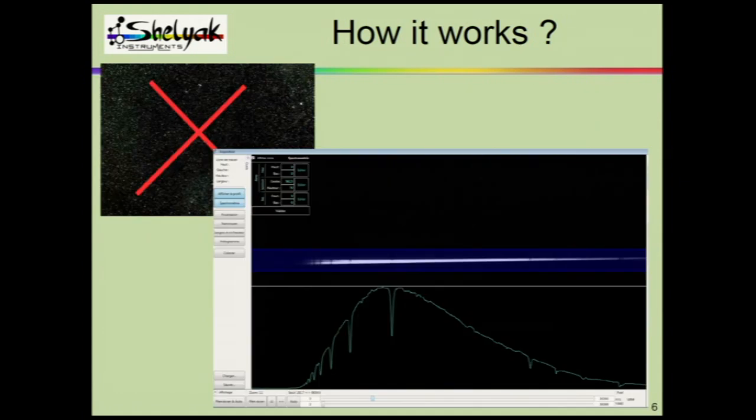Now, of course, because you have removed the camera from the telescope and put the spectroscope between the telescope and the camera, you don't see anymore what you usually see, a wide field with a lot of stars. You see something like that. Okay, so this is a line. So this is a spectrum of one star.